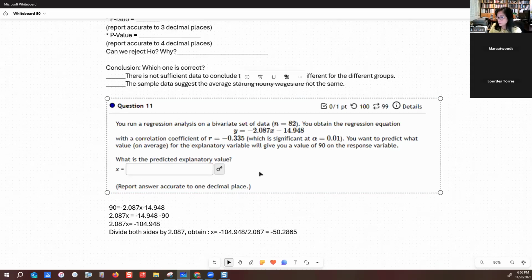For this problem, you have to be careful because the problem gives you the y first. Y is the one we call the response variable, and we are looking for the explanatory variable. Explanatory is x, okay? Usually some students will make a mistake, replace x by 90 and get an answer. It's not what we need, okay? So be careful with this question 11, it's very tricky. And the others are similar to each other, okay?